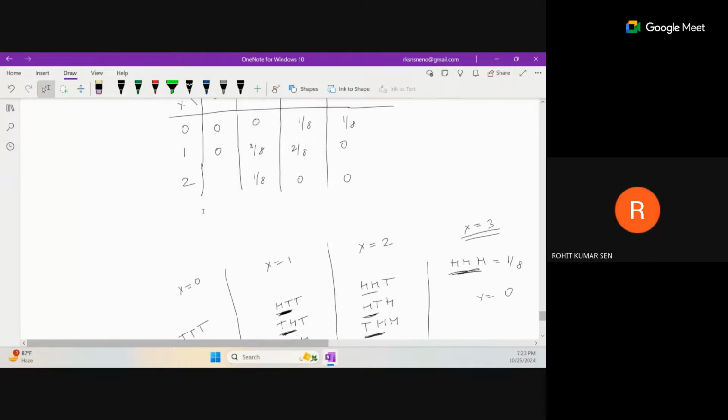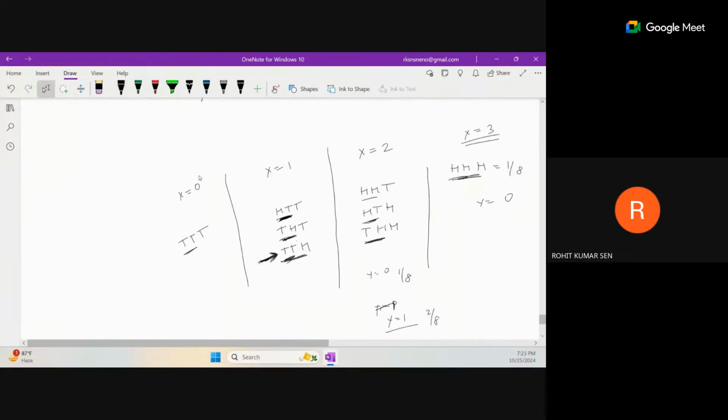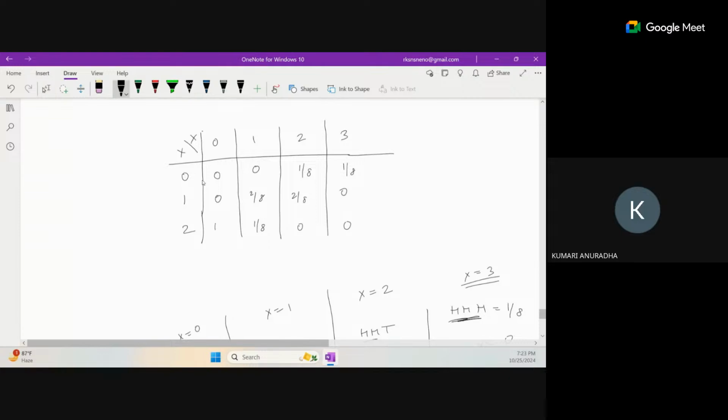And now you have x is equal to 0 and y is equal to 2, meaning two tails. What is the probability? 1 by 8. So I have got my joint distribution. So let's see if it is correct or not. 1 plus 1 is 2, 2 plus 2 is 4, 4, 6, 7, and 8. So my total is 1.